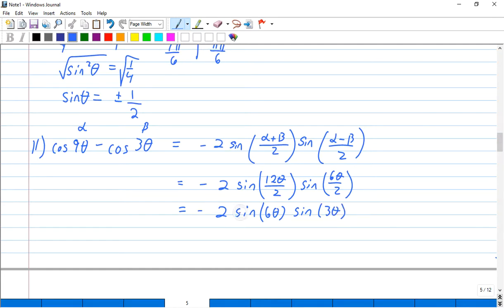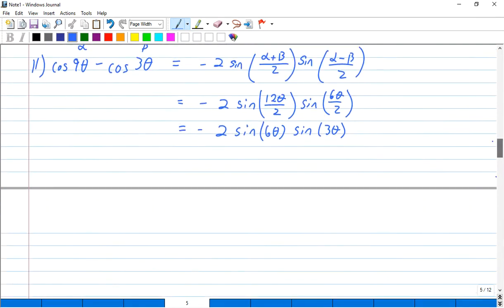Now remember, since you're multiplying these two sines together, you could have them reversed. You could have the sine of 3 theta first and the sine of 6 theta second. So either way should give you the same answer. On the answer sheet I'm looking at, it's written like we have it written. So negative 2 sine 6 theta times sine 3 theta.